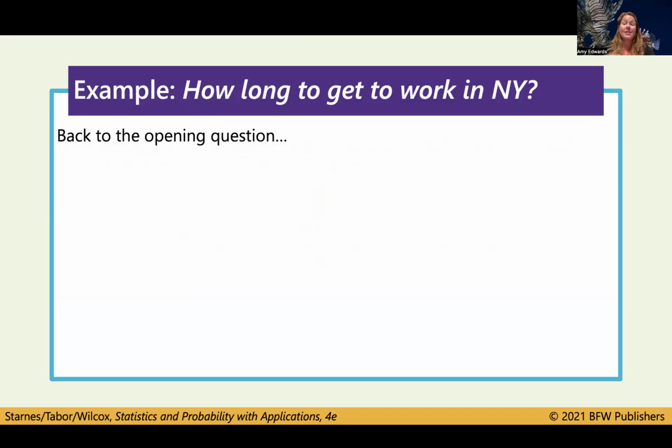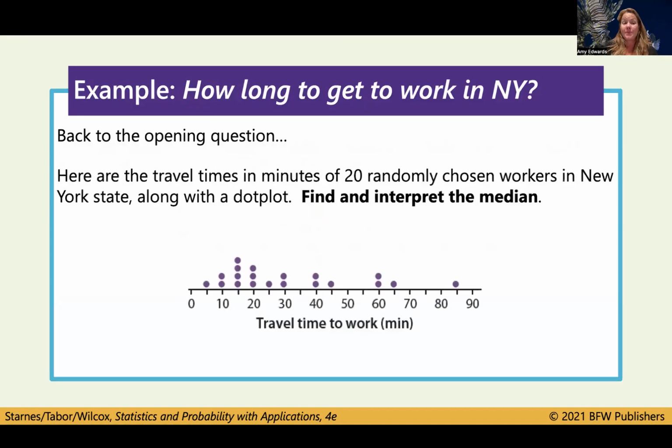Okay, now let's go back to the New York question. We're going to find and interpret this median. And again, you can go into StatMatic, go under one variable quantitative data, and key in all these numbers. So for this first one here, you'd have 1 5, 2 10s, 4 15s, 3 20s, 1 25. You can key all those in. And then you do begin analysis, and it's going to spit the median out for you.